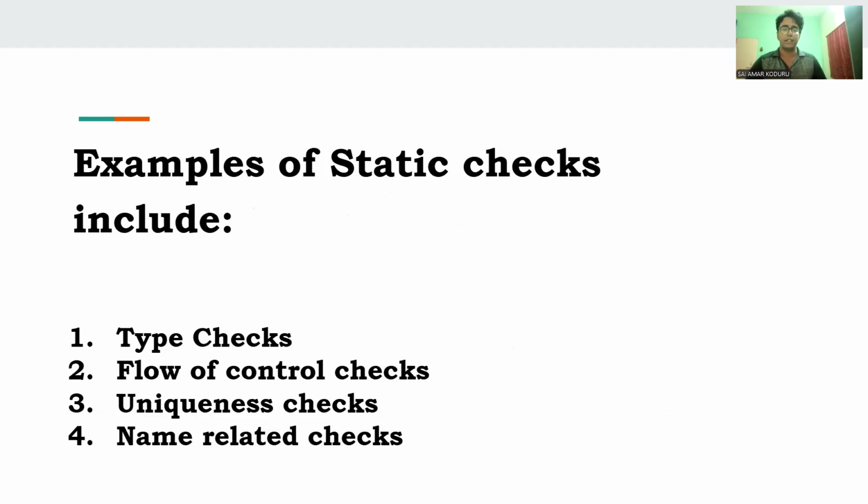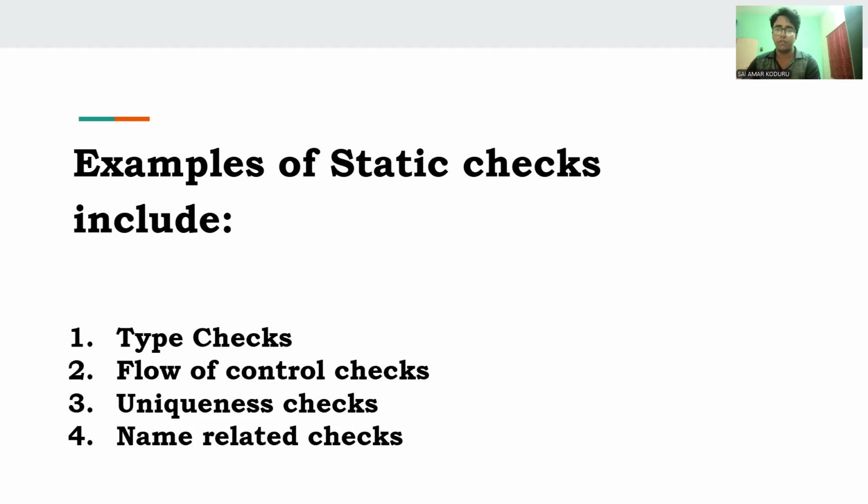Now, examples of static checks include four types. The first is type checks, second is flow of control checks, then uniqueness checks, and name related checks. Type check means a compiler should report an error if an operator is applied to an incompatible operand. For example, if an array variable and a function variable are added together, that's when this occurs. And now coming to the second one, which is flow of control.